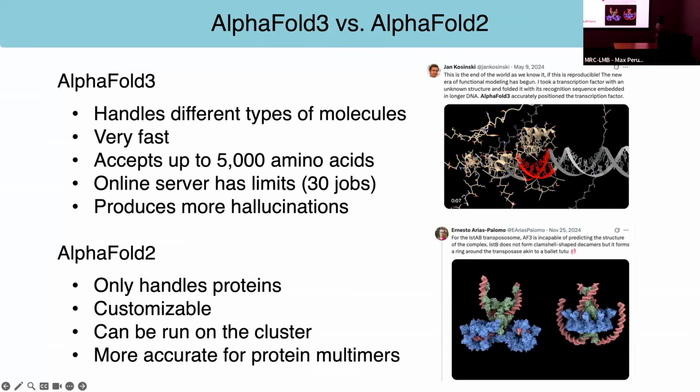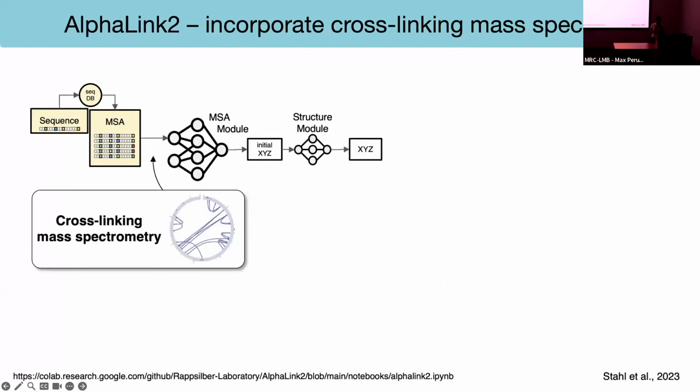But then again, it's the kind of thing where you just have to try, right? You just have to try different things if you're trying to get a prediction that's accurate. Something else I wanted to mention is AlphaLINK 2. I know more people are using it now than before.